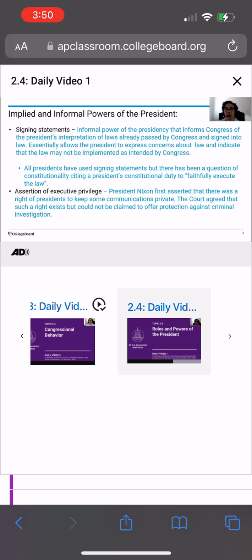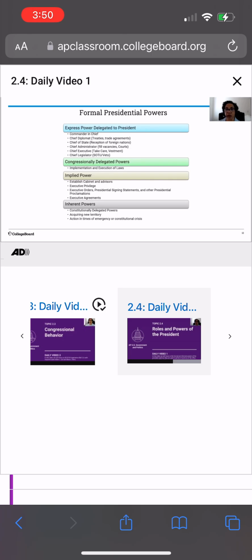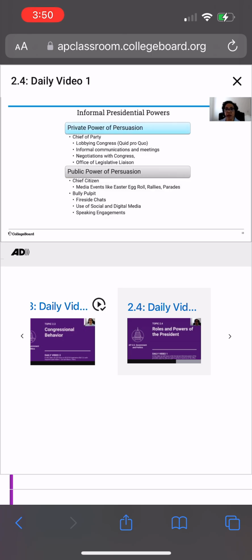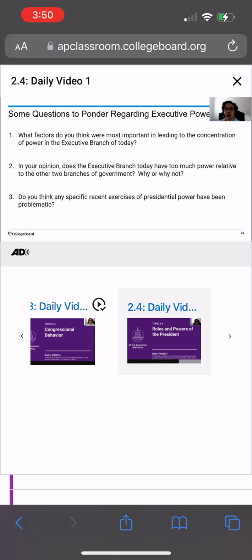This is just a visual here of the formal powers as they are expressed, delegated, implied, and then inherent in the presidency, and then also the informal powers of the president, chief of the party, negotiator with Congress, and then those things with the public, using social and digital media to connect with the public. So some questions just to think about regarding executive power. We're not going to answer them there, but they're just interesting to think about and may help you in terms of questions that you might be asked about the executive branch, particularly in an FRQ.